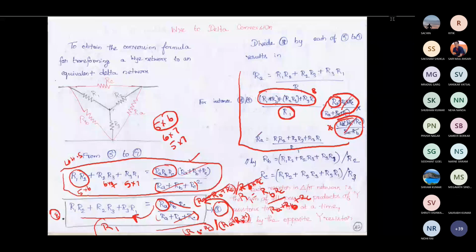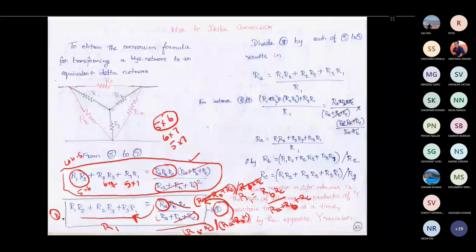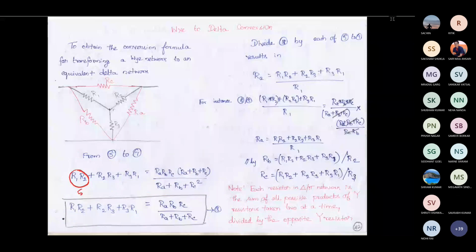Now what I have got is the RA value. From this I can obtain: R1 R2, R2 R3, R3 R1. So these are the products of the individual resistances in the star combination divided by R1. Similarly, the same equations can be obtained for the other resistances in the delta connection. For that, here we have taken equation number 8 divided by 5. Then we have to do equation number 8 divided by 6, and then equation number 8 divided by 7. Then we can obtain the individual equations.